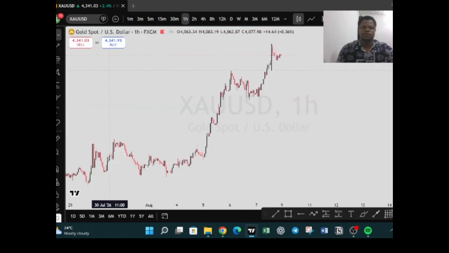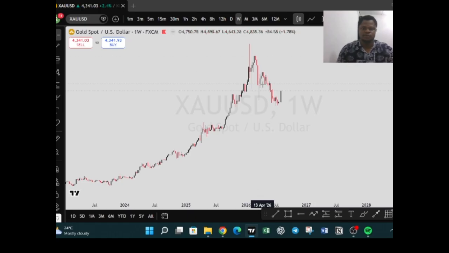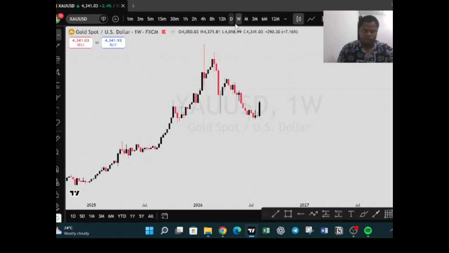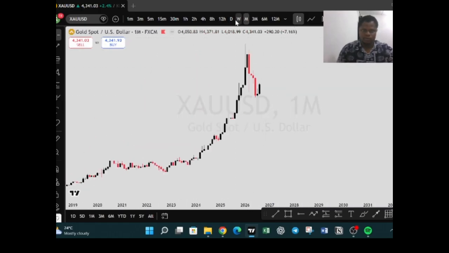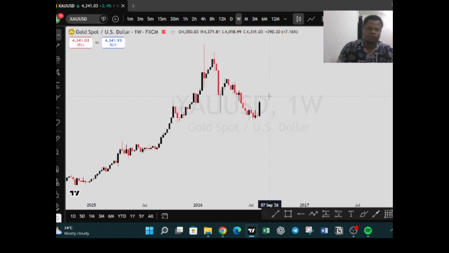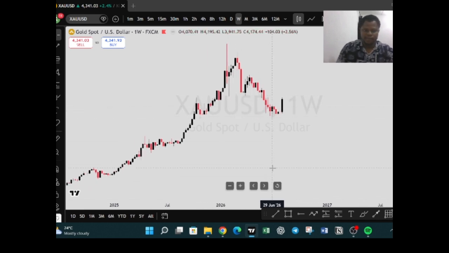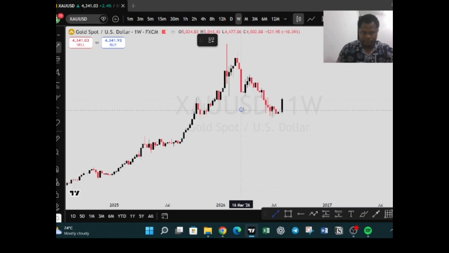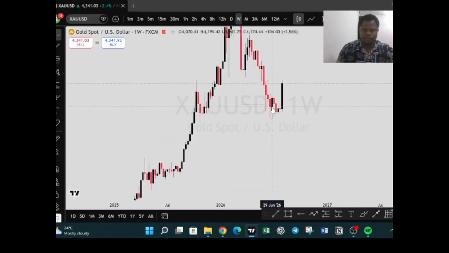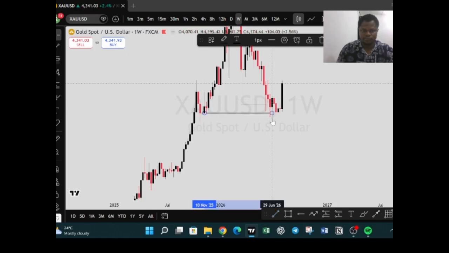Since we are doing top-down analysis, let's start from the weekly time frame. This is what the weekly time frame looks like on gold. On gold, the first thing I can say is that I have a break of structure that will be taken out here. That's my break of structure, and I can see that we have swept liquidity to the left.